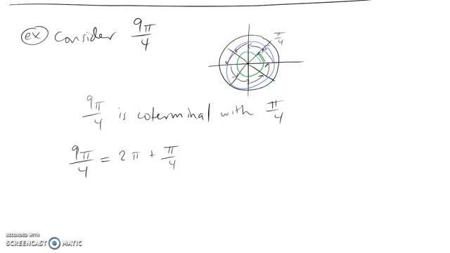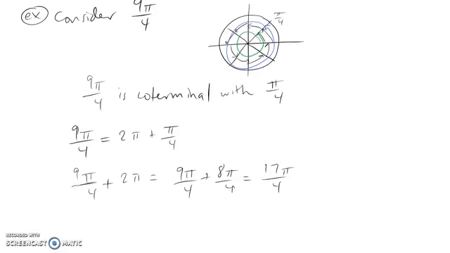Well, pi over 4 plus 2 pi, we already did, that's 9 pi over 4. How about 9 pi over 4 plus 2 pi? Well, that's the same thing as 9 pi over 4 plus 8 pi over 4 with a common denominator. I get 17 pi over 4.